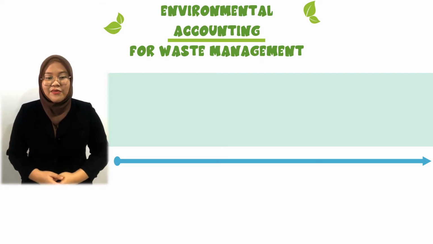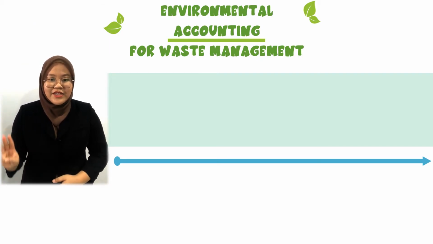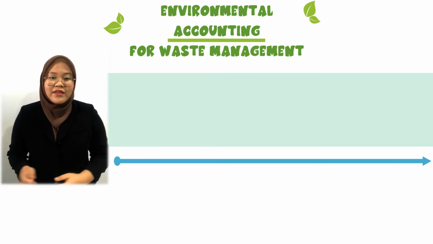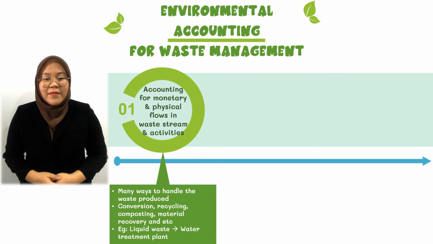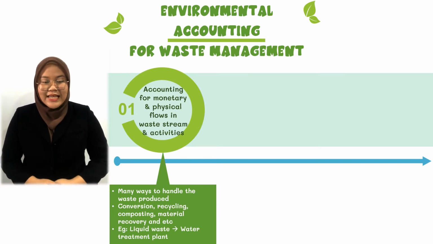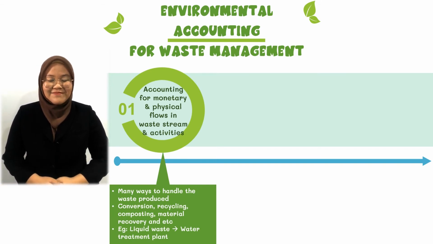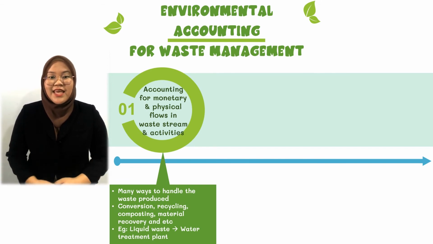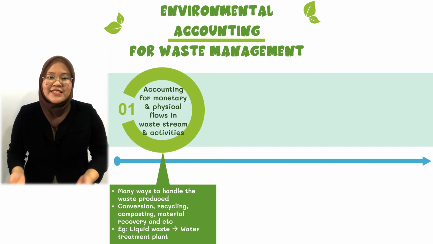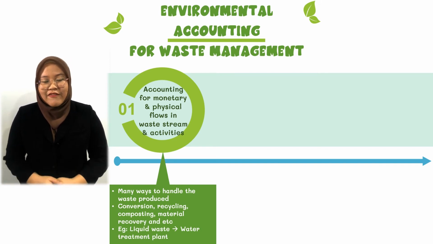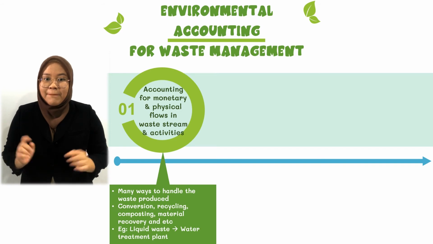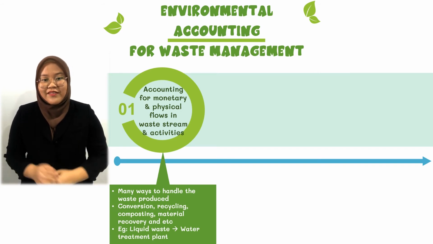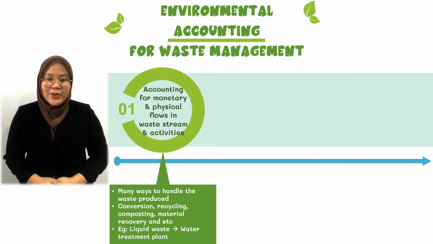Environmental accounting for waste management can be based on three different perspectives, comparable to the true pictures of environmental accounting. The first is accounting for monetary and physical flows in waste streams and activities. Under this perspective, there are a lot of ways to handle the waste produced without polluting the water. It can be in terms of conversion, recycling, composting, material recovery, and etc. For example, companies can make their own water treatment plant to treat and reuse the liquid waste.